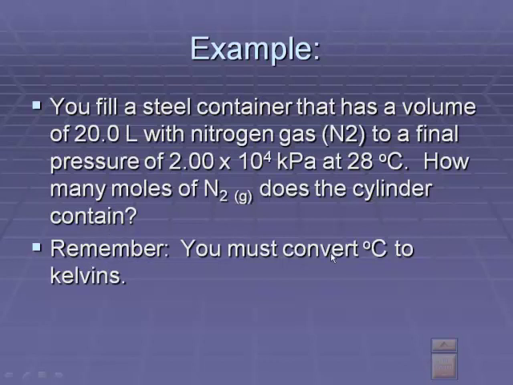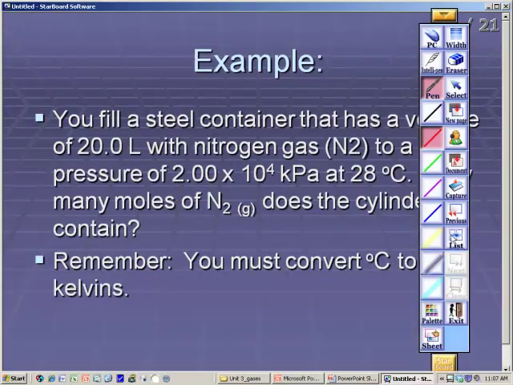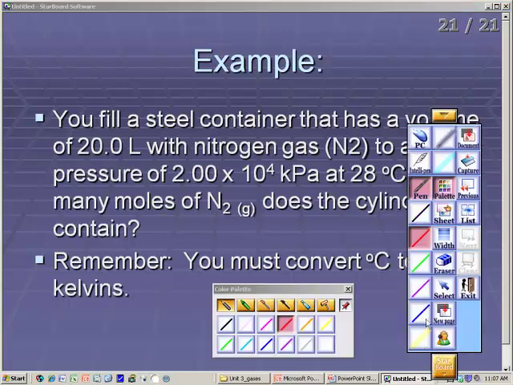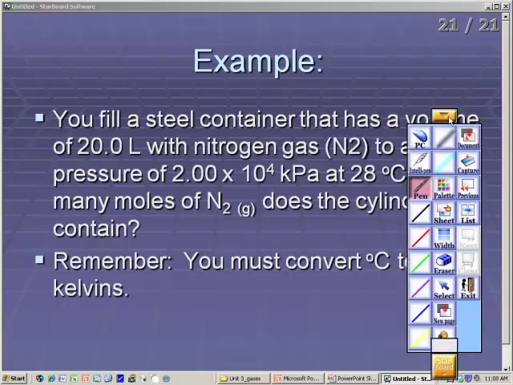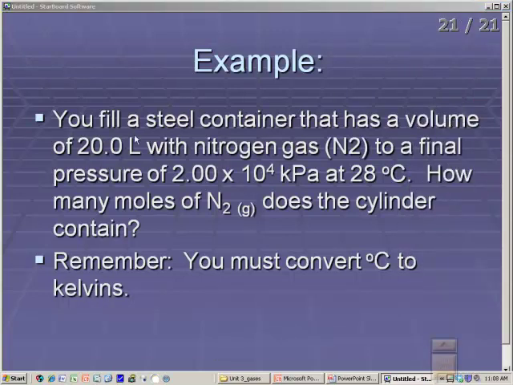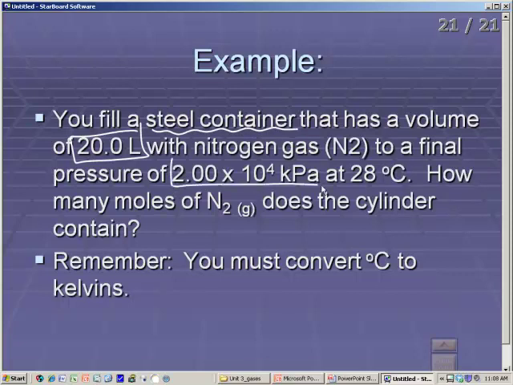It says, remember, you must convert degrees Celsius to Kelvin. All right, here we go. Let me choose a different color besides red. That doesn't show up very good. Okay. So you have a volume of 20 liters. It doesn't look like that changes because it's in a steel container. So there's only 1 volume. You have a final pressure. Here's your pressure right here. And you have a temperature right here. And it says how many moles of N does the container have?